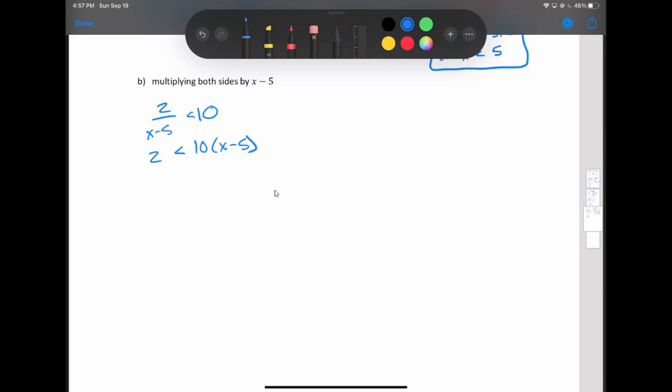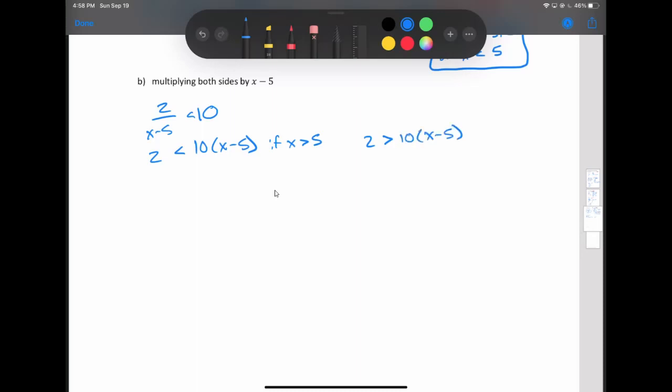Now I want to point out that multiplying both sides of an inequality by something leaves the sign the same as long as the sign of that thing is positive, which means that this is only true if x is greater than 5. And if x is less than 5, then a number less than 5 minus 5 is negative. It means I actually have to flip the sign because I'm really dividing or multiplying both sides by a negative number.